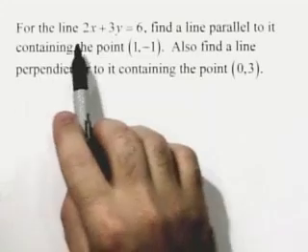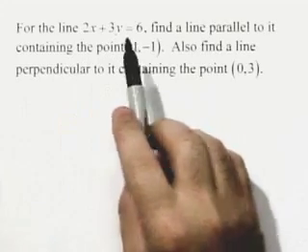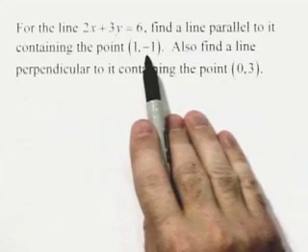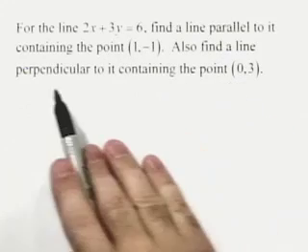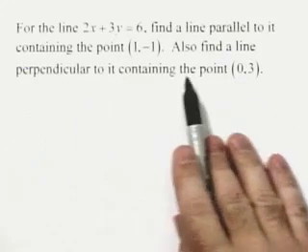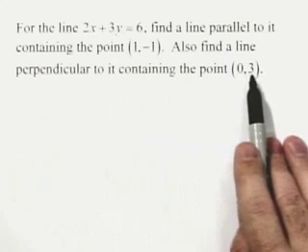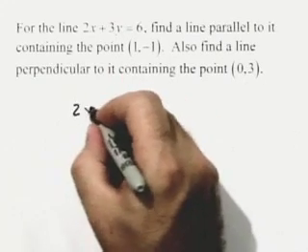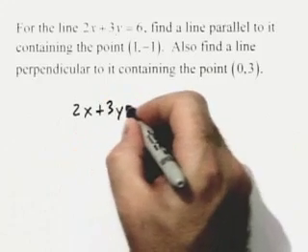In this problem, we look at parallel and perpendicular lines. For the line 2x plus 3y equals 6, we want to find a line that's parallel to it containing the point (1, -1). We also want to find a line that's perpendicular to the given line that contains the point (0, 3).